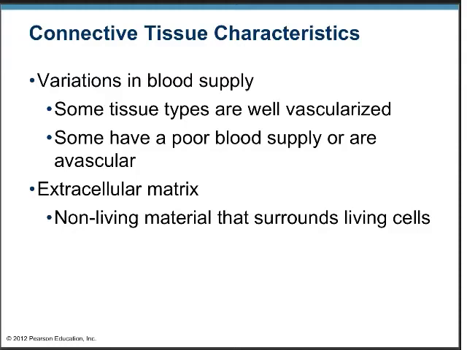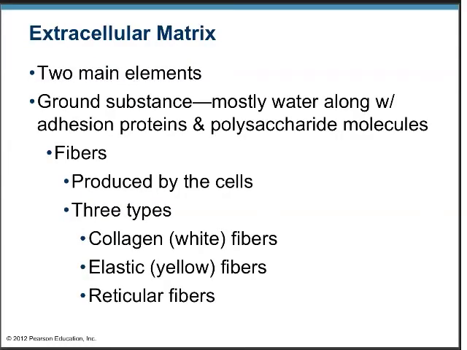And in this sense, histologically, they're sort of the opposite of epithelial tissue. You have very few cells and a lot of extracellular stuff in connective tissue, whereas in epithelial tissue, you have a lot of cells packed very closely together and very little extracellular matrix. So that's how you can distinguish the two cell types. There's two main elements to extracellular matrix: ground substance, which is mostly water, along with adhesion proteins and polysaccharide molecules. Polysaccharides are sugar chains hooked one to the other.